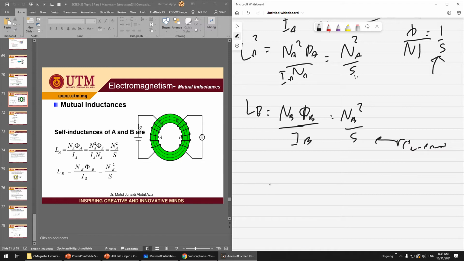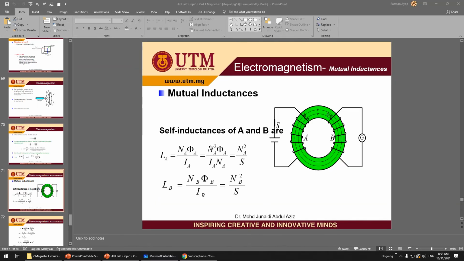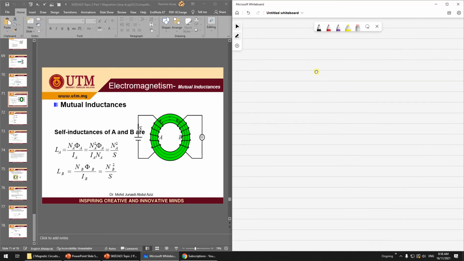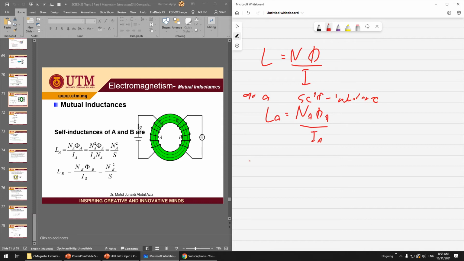Now we move on to the mutual inductance. So you already see the self-inductance at A and B. How about the mutual inductance? Let me remove this. So mutual inductance, you see that L equals N flux divided by I. If at A, L_A equals N_A flux_A divided by I_A. So this is self-inductance. How about mutual inductance? Sorry, the pen is not responding well with the writing.